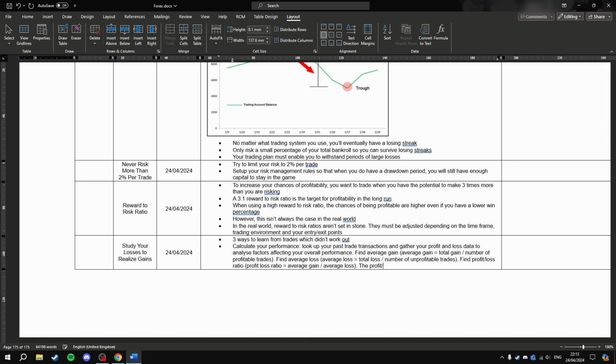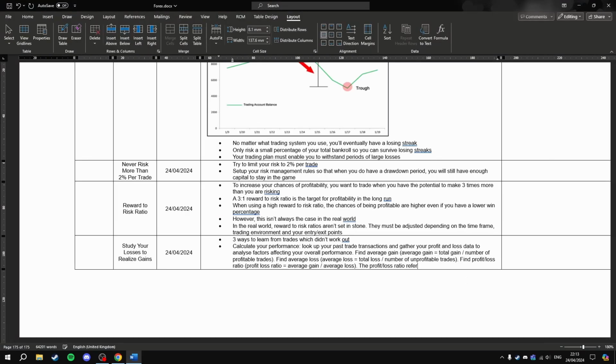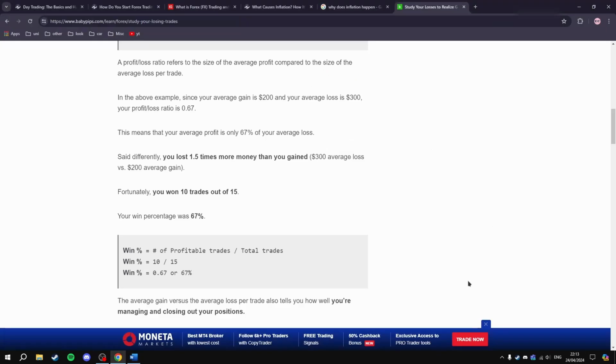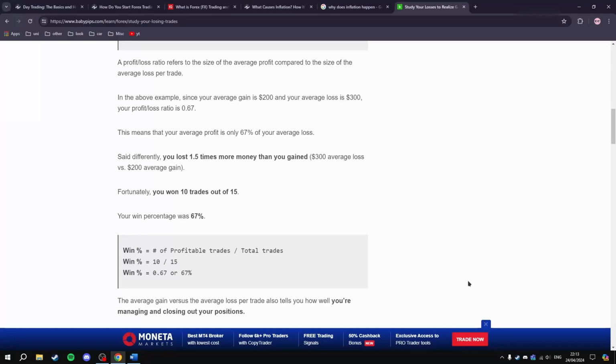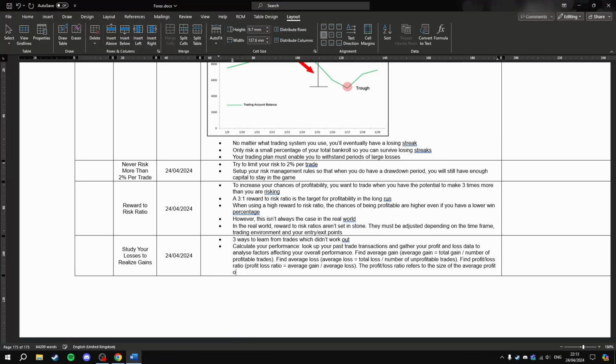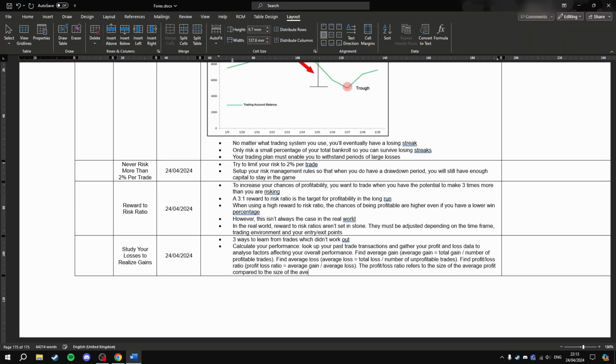The profit loss ratio refers to the size of the average profit compared to the size of the average loss per trade.